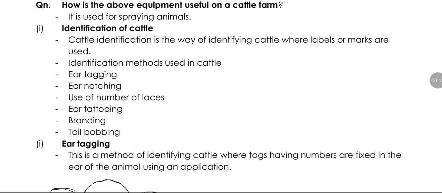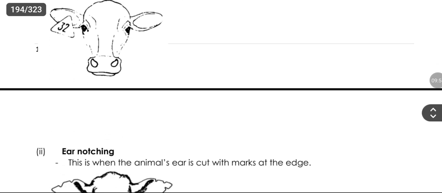Ear tagging, we use a tag. Ear notching, we cut off what we call notches. We cut off pieces from the ear. Use of numbers, you put their numbers, like on the neck. It is what we call ear tattooing. When you take a tattoo, it is mainly done on the ear so as to prevent damage on the other parts of the animal's body. Branding, we've seen what it means. We use hot iron. Tail bobbing, we cut off the switch. As simple as that.